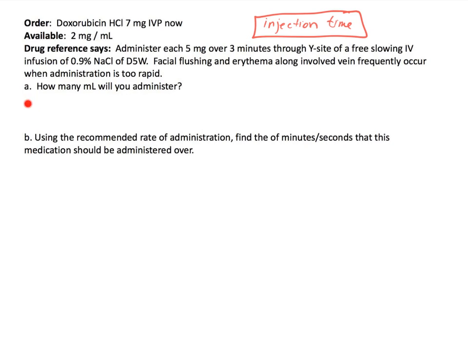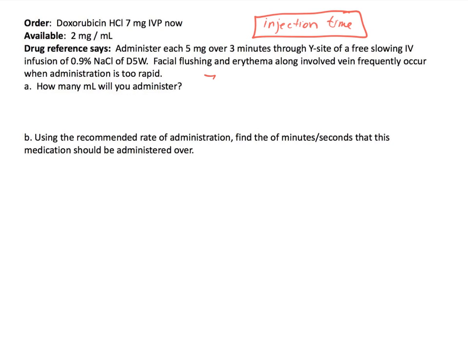So the first question says, how many mL would you administer? Very similar to our injection problems, we'll be filling a syringe. So what we need to think about is how many milligrams the patient needs to receive and look at the strength of the drug. And that's going to tell us the number of milliliters to fill the syringe. So this is just a one-step dosage conversion.